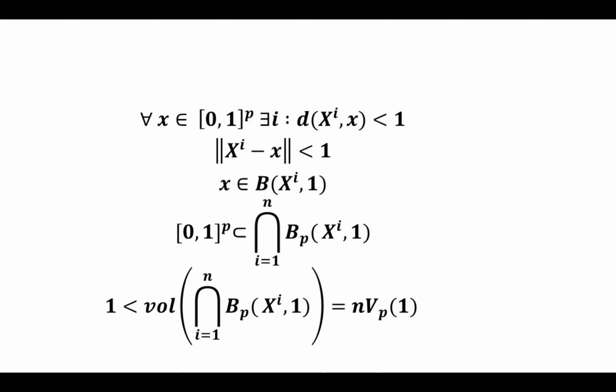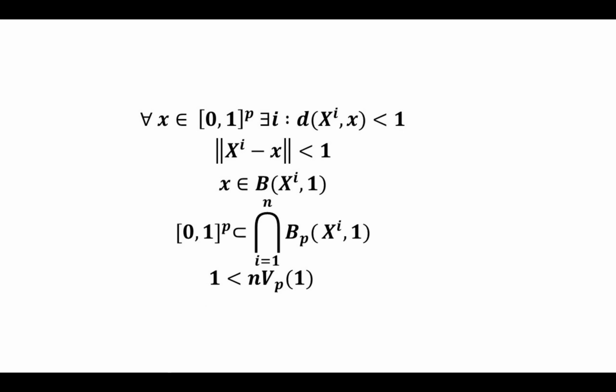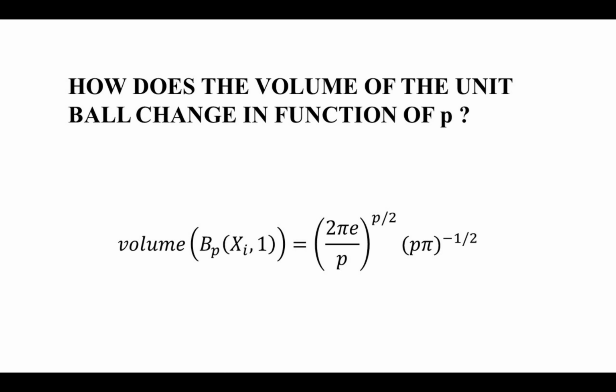So here's what we need. In order to control the distance inflation, we must ensure that the number of our observations is greater than 1 divided by the volume of the unit ball, which is equal to this messy formula. We will not get into the details of how that is derived.